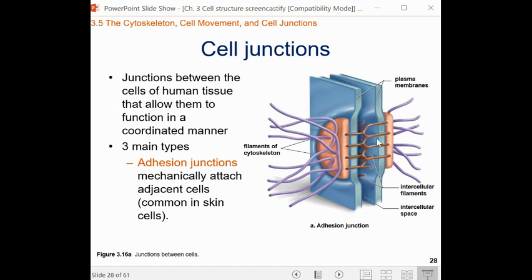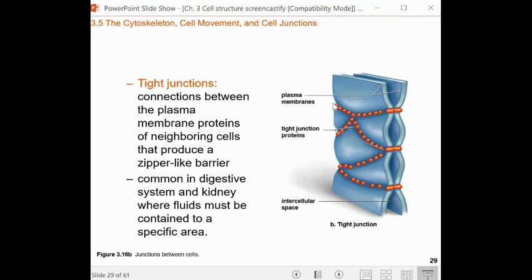Cell junctions also are made of proteins, and we can use 3 different types of junctions in order to put cells together. Adhesion junctions, you can see the proteins actually physically lock the cells together. You use these in places like skin that need a really tough binding.